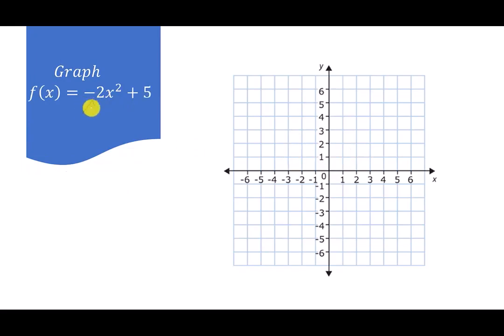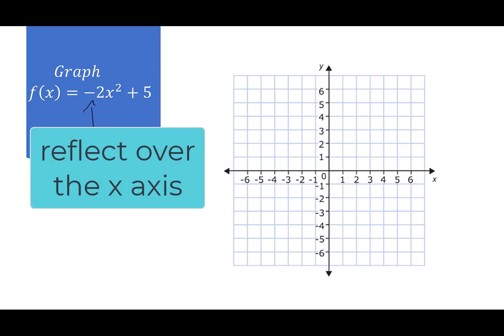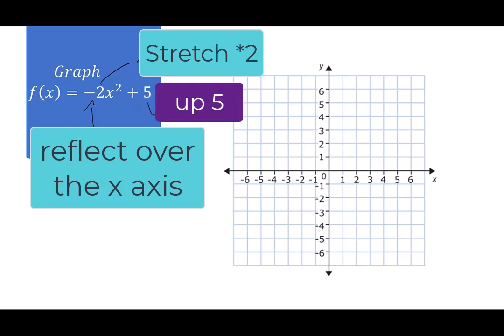This one has 3 transformations. The negative is reflect over the x-axis. The 2 is stretch by a factor of 2. And then the 5 is up 5. So let's do that in steps. Let's think about this 0, 0. And it used to be 1 to the right, 1 to the left, but now I have this negative 2. So instead of going up here at 1, 1, I want to go negative 2 on the right and negative 2 on the left. So I did 2 things at once. I flipped it and I stretched it.